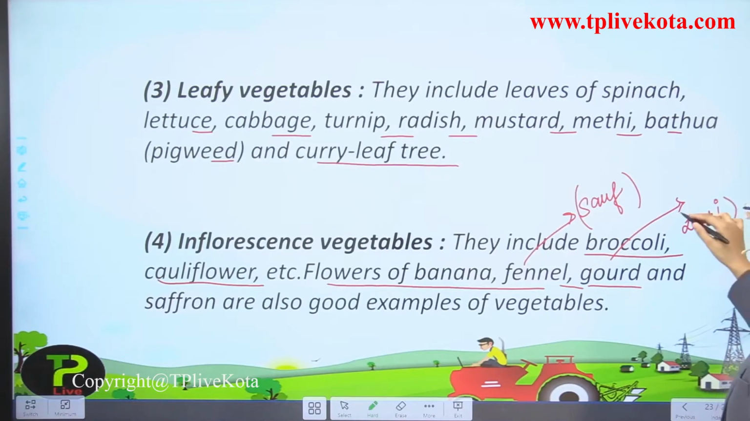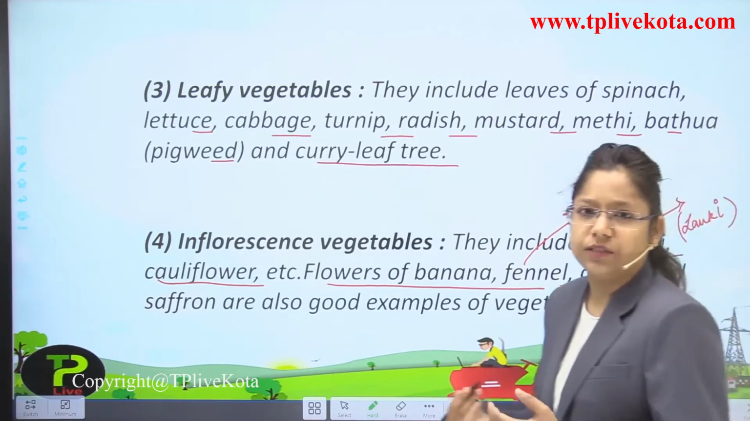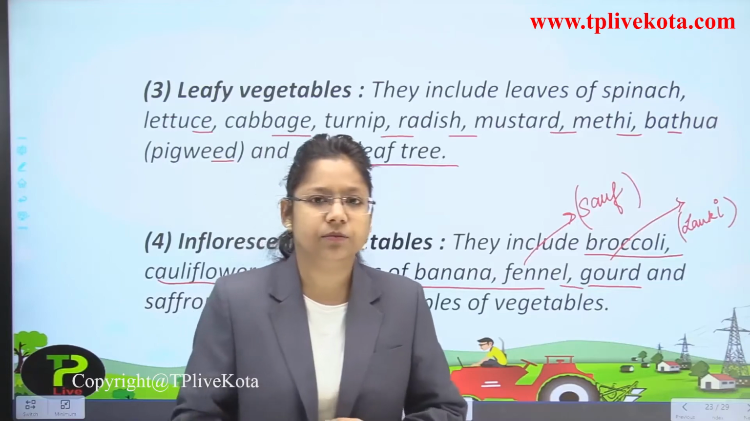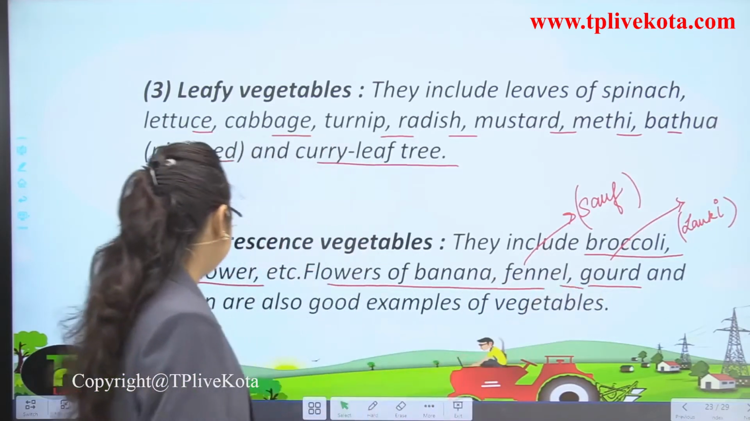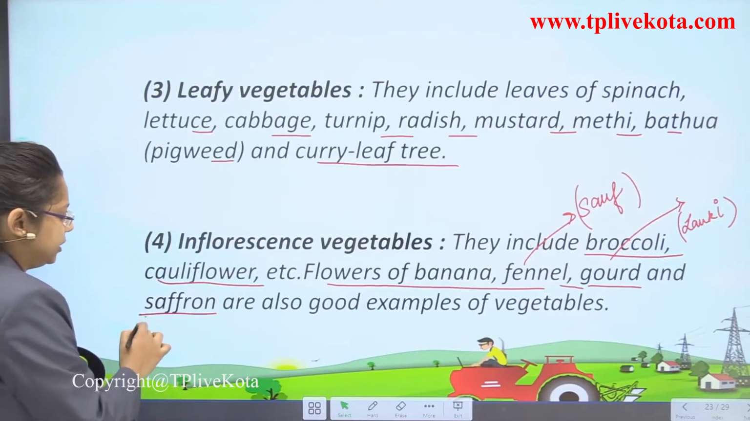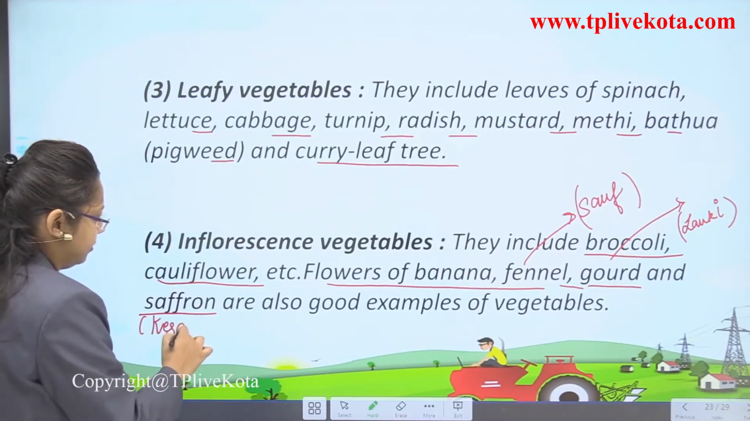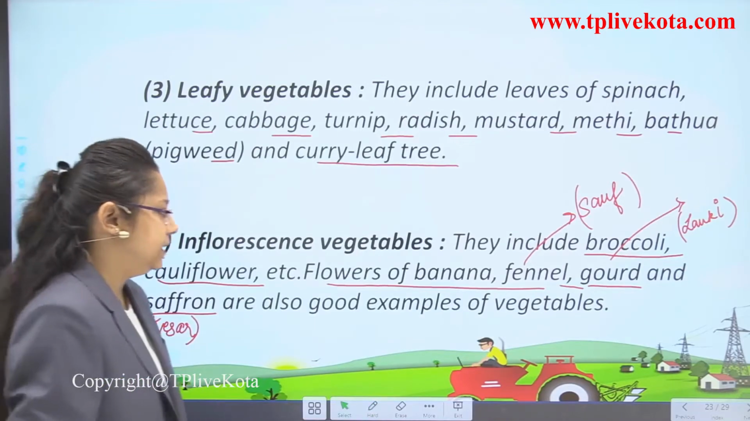I am just writing the Hindi terms over here because some students are getting confused by the terms. So I am going to explain it to you. So fennel, gourd and saffron. Saffron, which is also known as kesar. These are the inflorescence vegetables.